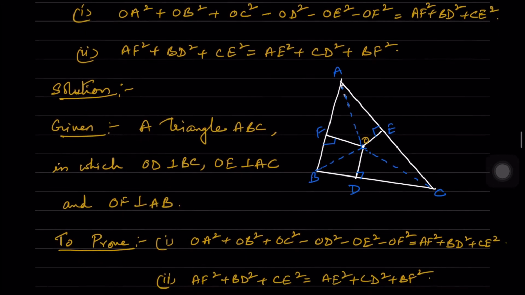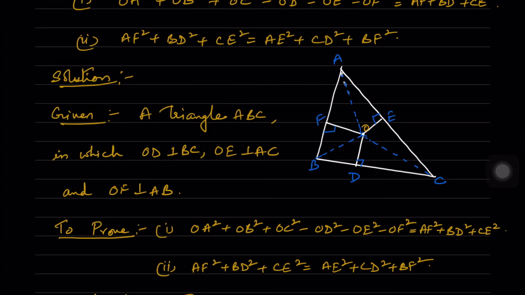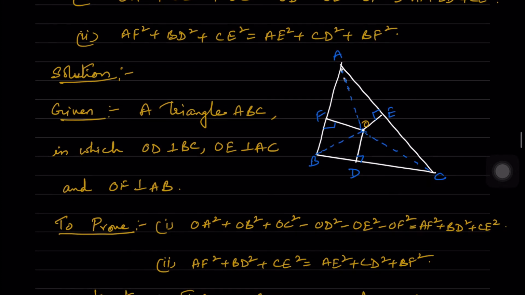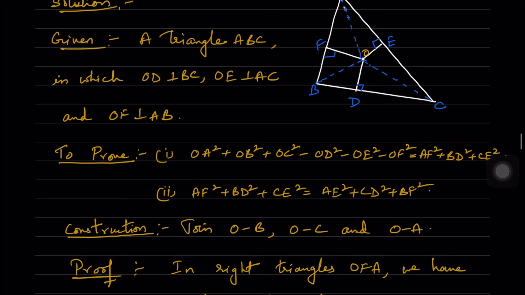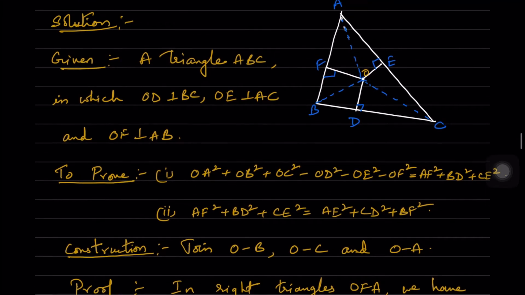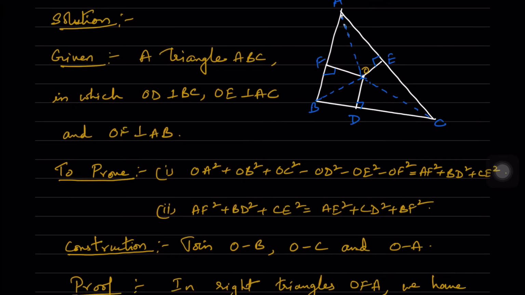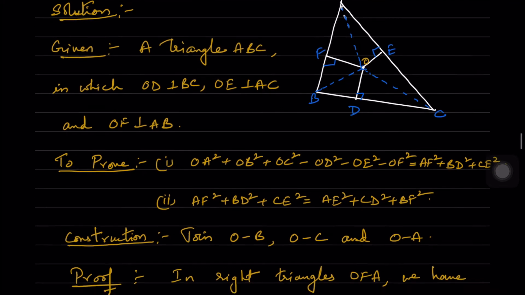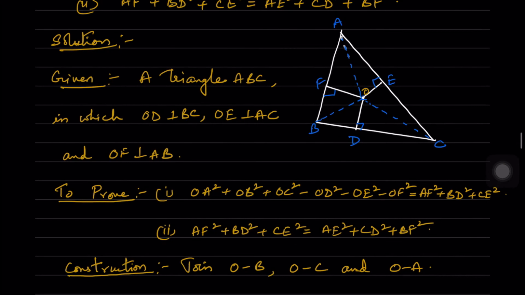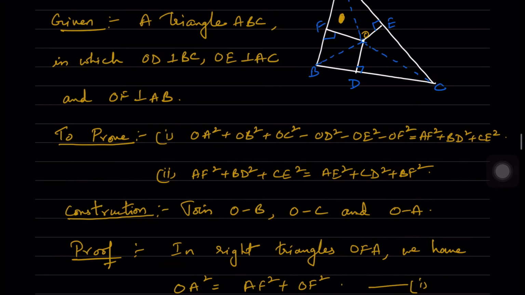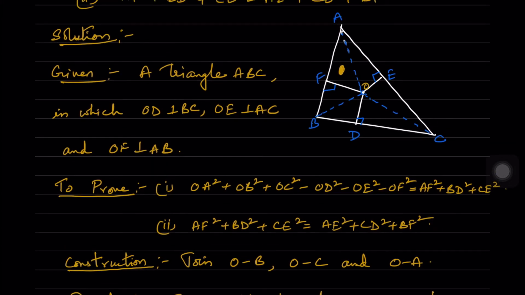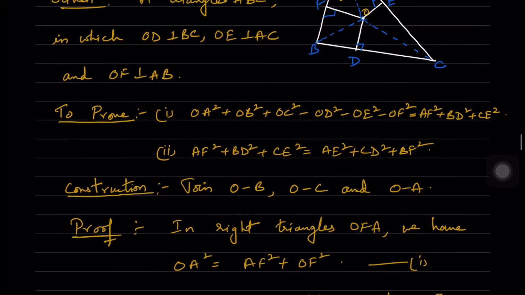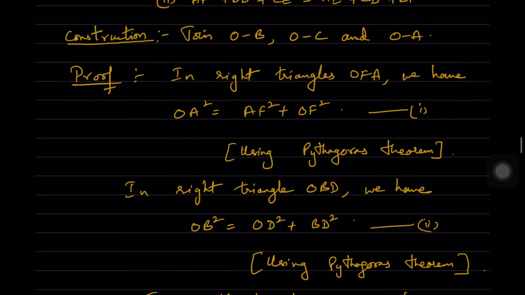So now the solution. In triangle ABC, in which OD is perpendicular to BC, OE is perpendicular to AC, OF is perpendicular to AB, this is already given. Now what we are doing is we are going to join O to B, O to C and O to A. So in right triangle OFA we have OA square is equal to OF square plus AF square. This is the first equation, by using the Pythagorean theorem.